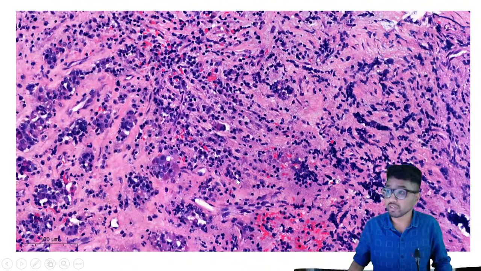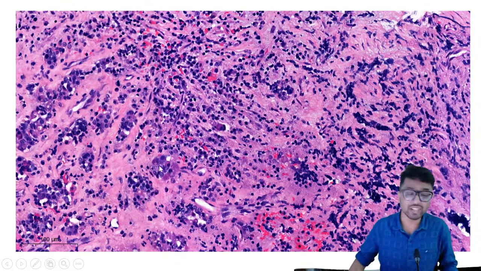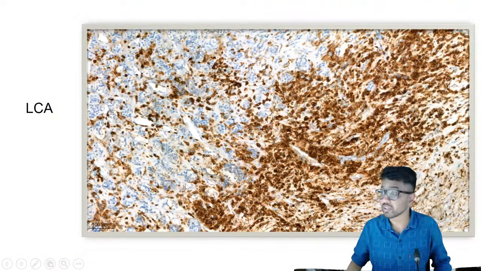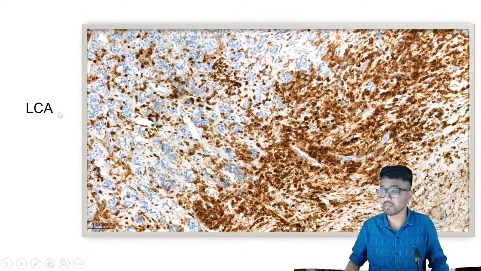On higher power, these are the normal pituitary acidophilic and basophilic cells, and they are almost encroached by the lymphocytes and plasma cells. In the background we see a lot of these inflammatory cells, and they are also encroaching upon the normal pituitary epithelial cells. So we did immunohistochemistry, LCA, leukocyte common antigen, as the inflammatory marker. This is almost forming a follicle around the pituitary cells.